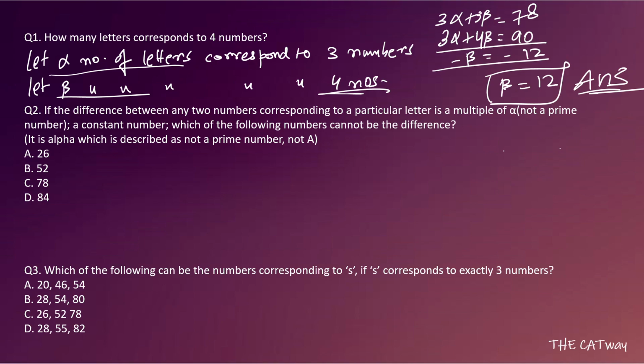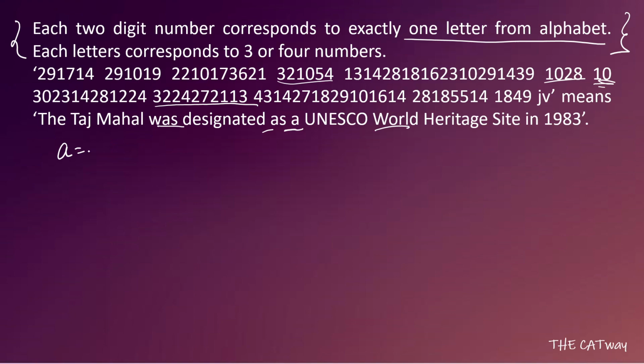The second question says that if the difference between any two numbers corresponding to a particular letter is a multiple of alpha, not a prime number, a constant number, which of the following numbers cannot be the difference? So let's see what we have to do. This is talking about the difference between any two numbers corresponding to a particular letter being a multiple of alpha. So let's come back. We have A is equal to 10, as I have told you, and S is equal to 28. Now as I told you, we can find out for WAS.